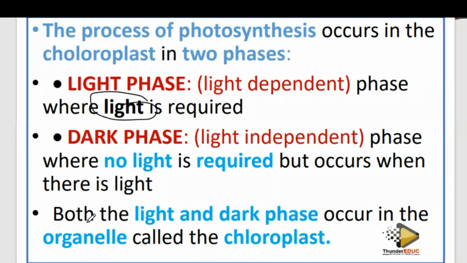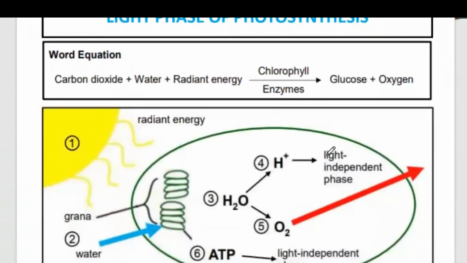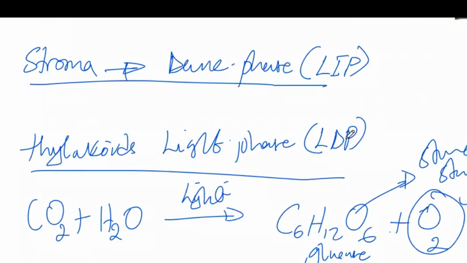So both the light phase and the dark phase occur in the organelle called the chloroplast. So if they ask you where does photosynthesis take place, it takes place in the chloroplast. Where exactly? That's where we're going to look at where the light phase occurs and where the dark phase occurs. We say that the light phase occurs in the thylakoid, while the dark phase occurs in the stroma.